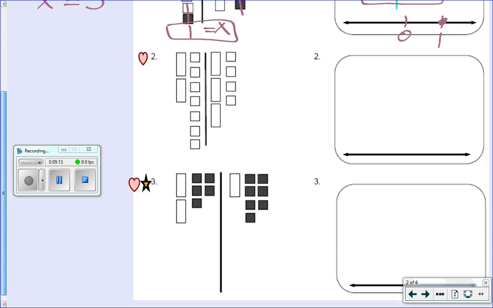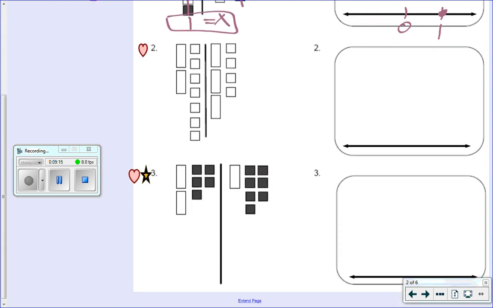with your algebra tiles on your desk, okay, I want you to model it with one variable, just like you did up here, and then I want you to try it algebraically. Okay?